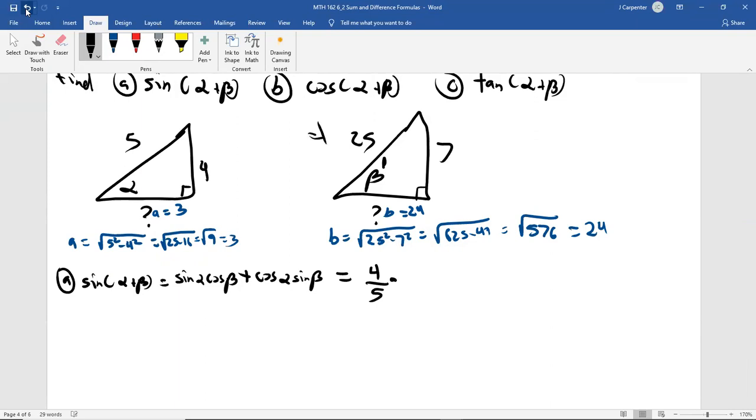So we're now on this triangle. Now we're doing a cosine. Cosine is adjacent over the hypotenuse. So 24 over 25, and I'm going to do this in red for a second. Red for wrong.